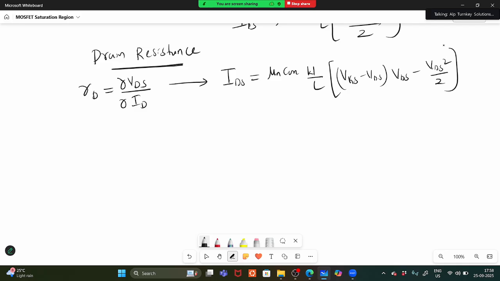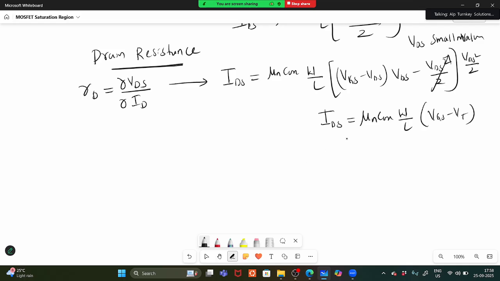As Vds is a small value in the linear region, Vds square by 2 is a very small value, so I can neglect this. I can approximate Ids equal to mu n Cox W by L (Vgs minus Vt) Vds. Now I am differentiating with respect to Vds, dou Id by dou Vds.